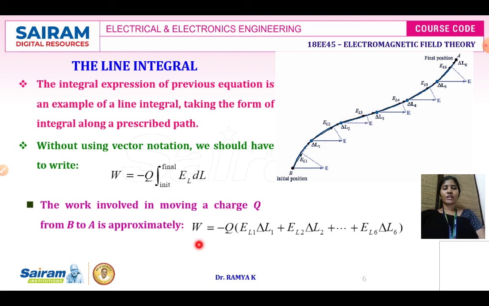Therefore the total work done W will be minus Q times E_L1 into delta L1 plus E_L2 into delta L2, and it goes on till your final distance. This is going to be the work done in moving a point charge from the initial point to the final point in the presence of your electric field intensity by means of your line integral.